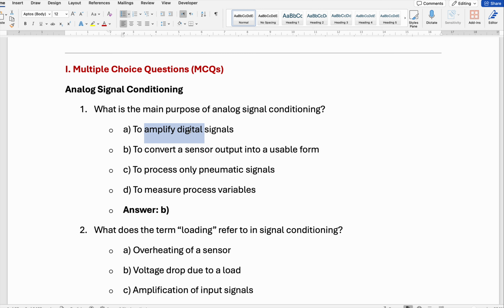This is not true, because usually amplification is only for analog signals. However, to convert a sensor output to a usable form, this is exactly what you want, because the output of the sensor, which is an analog signal, is converted to a usable form that we can use. To process only pneumatic signals: this somehow looks correct, but because it says only, it's not correct. And pneumatic signals are already in a usable form, so if it's a usable form, why should we convert it to something else? And the last one, to measure: of course, there's nothing to do with measurement in analog signal conditioning.